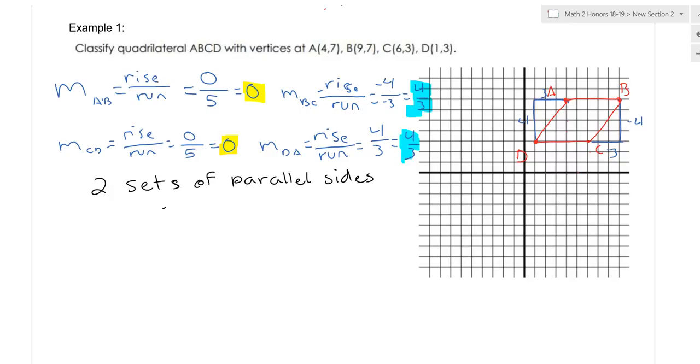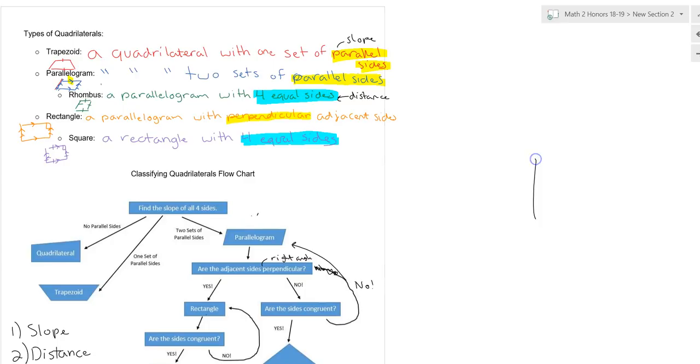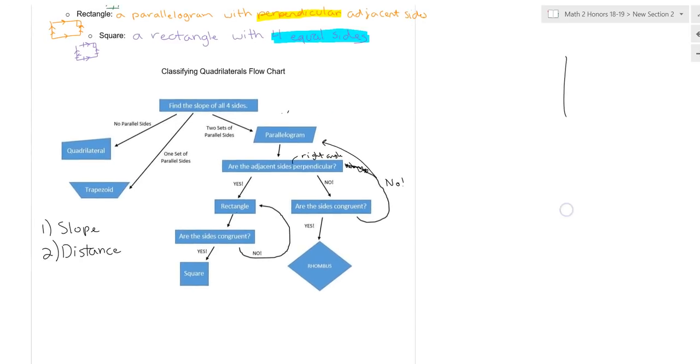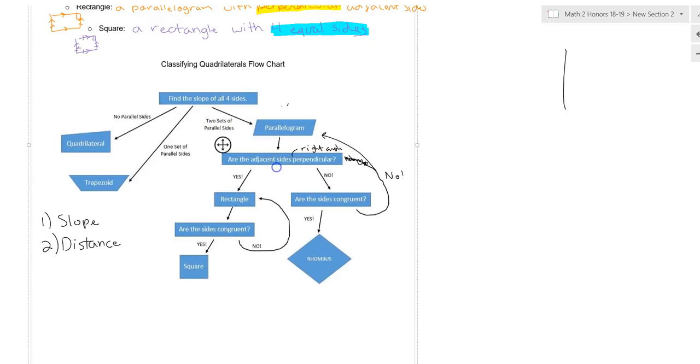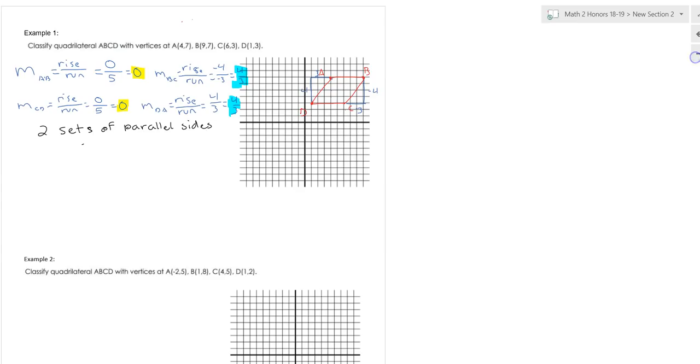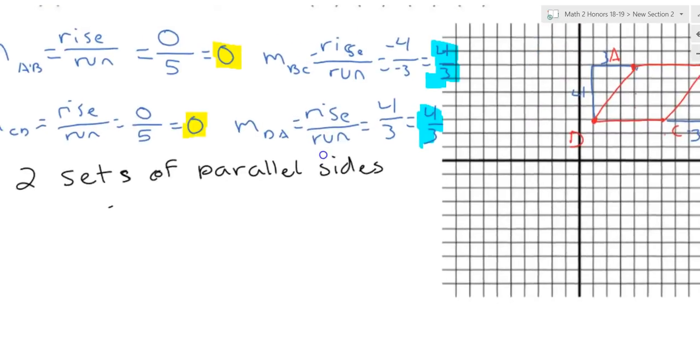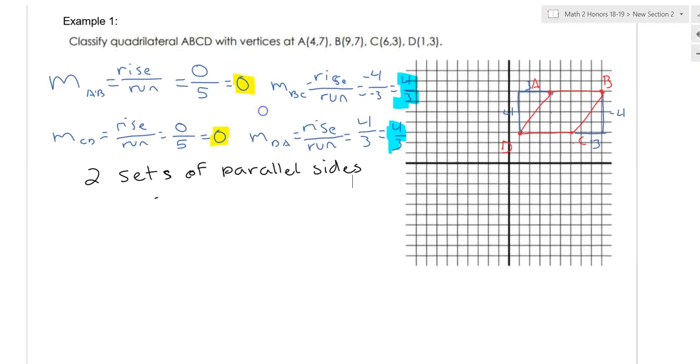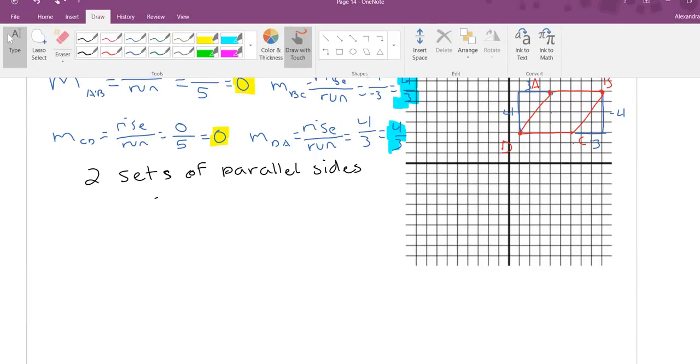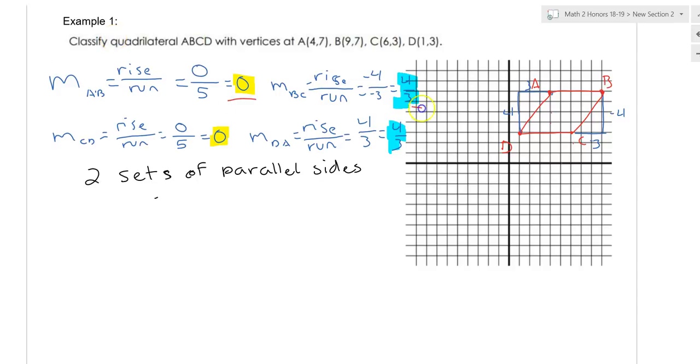So our next question, after we figured there's 2 sets of parallel sides: are they perpendicular? Does it form a right angle? I'm going to look at my sides that are next to each other. So all I have to look at is here and here. And I hope we can see that 0 and 4/3 are not perpendicular. You can also look at your picture to help you out too. Those lines do not look like they form a right angle. So this is not perpendicular.